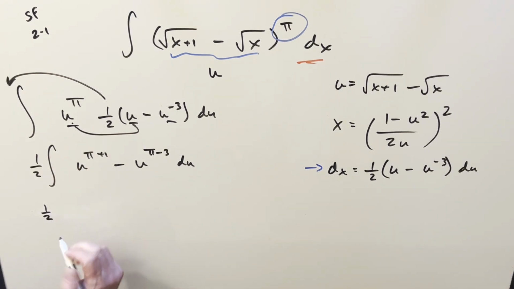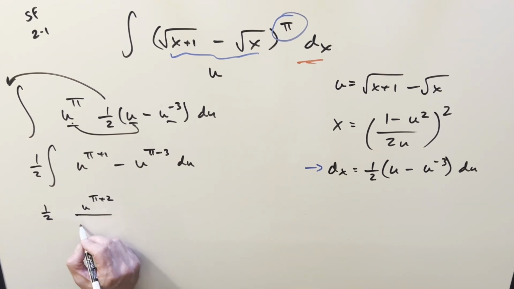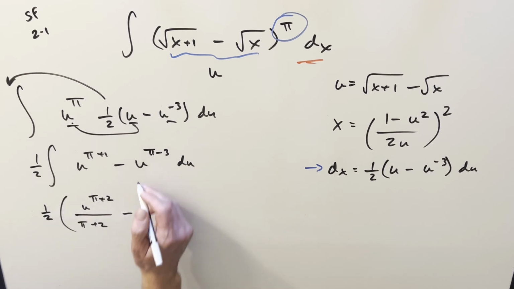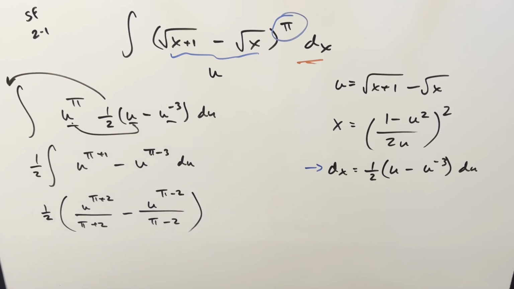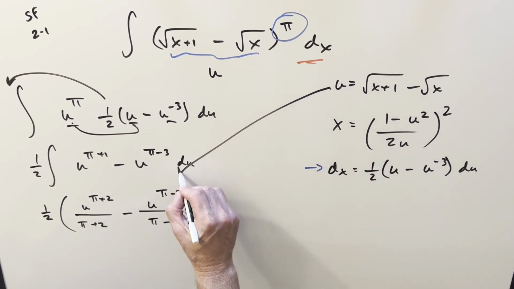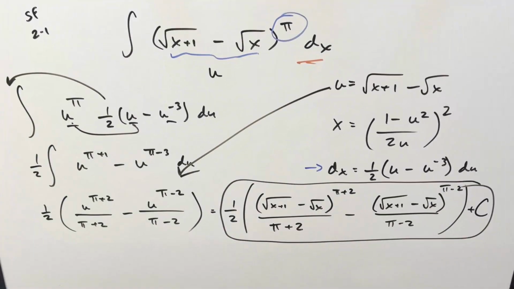Using power rule on this, just adding 1 on the powers, we get u to the pi plus 2 over pi plus 2. And then for this one, it becomes u to the pi minus 2 over pi minus 2. But now all we need to do is back substitute in order to finish this off. For my final solution, we have 1/2 times (square root of x plus 1 minus square root of x) to the pi plus 2 over pi plus 2, minus (square root of x plus 1 minus square root of x) to the pi minus 2 over pi minus 2. Add a plus C, and that's it. Okay, there you go. Interesting problem from MIT 2023. Thanks everyone for watching. Have a good day.